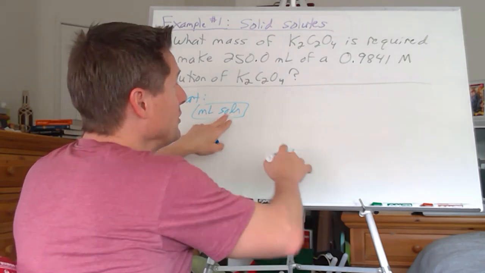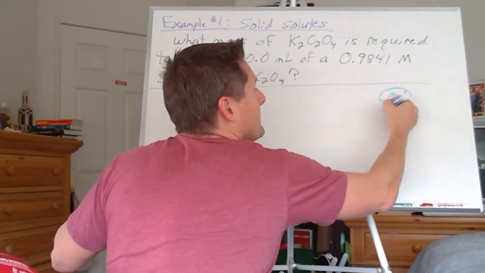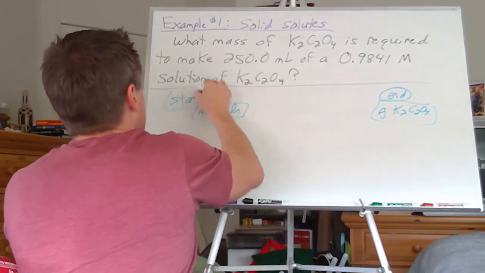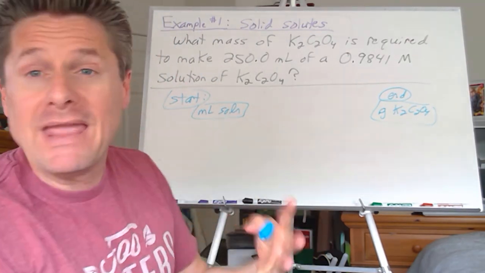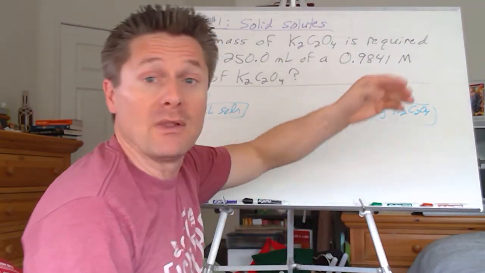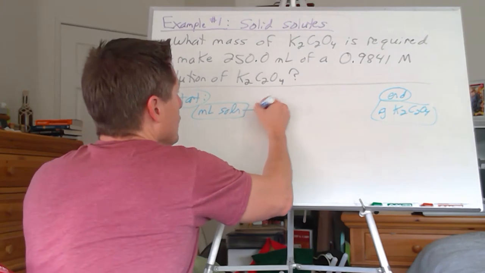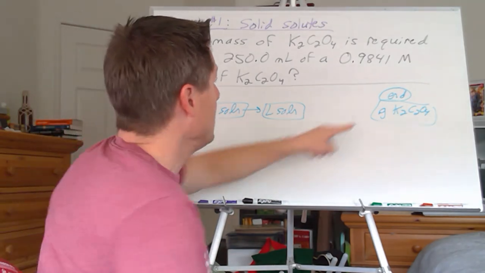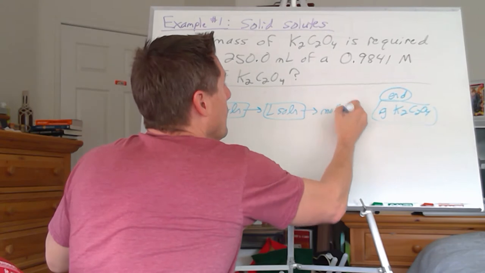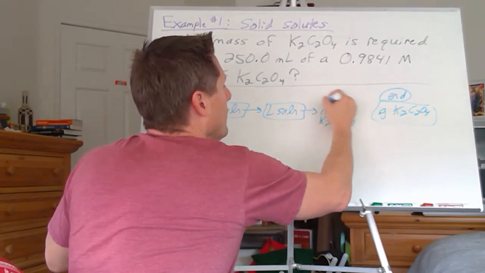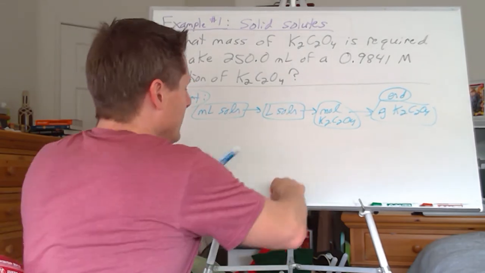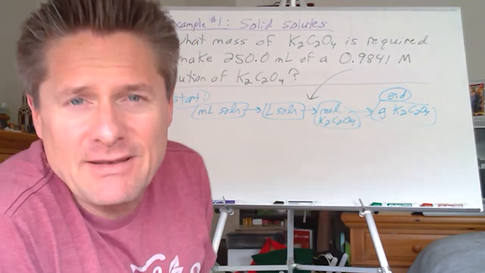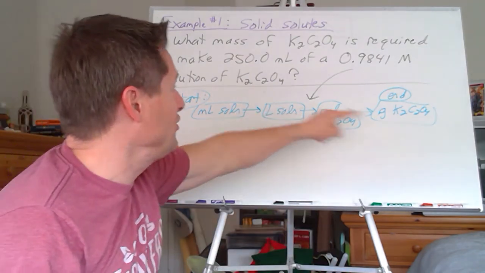So let's take the milliliters of solution, and we want to end with the grams of K2C2O4. That's our solute, right? So we have to get from here to here. The main conversion, solution to solute, is what the molarity is. Now, molarity is moles per liter, so we have to convert to liters of solution using our 1,000-to-1 ratio, which is exact. And then we can apply the molarity to get to moles of K2C2O4. That'll be the molarity, so that's going to come down right here. And then we just use the molar mass of potassium oxalate from our trusty periodic table. We're good to go! So a three-step problem.